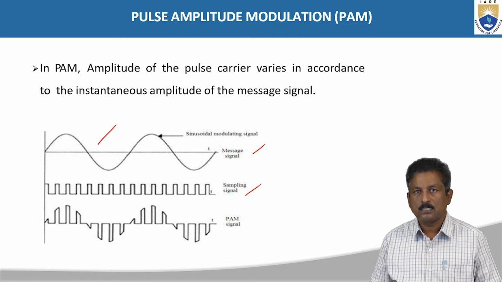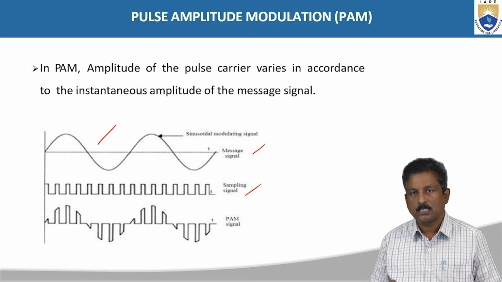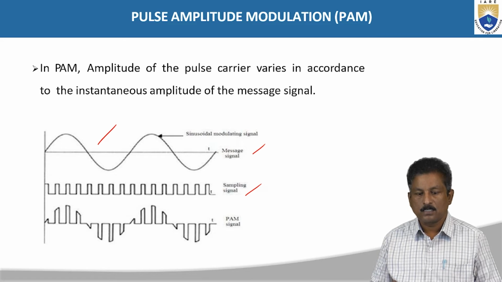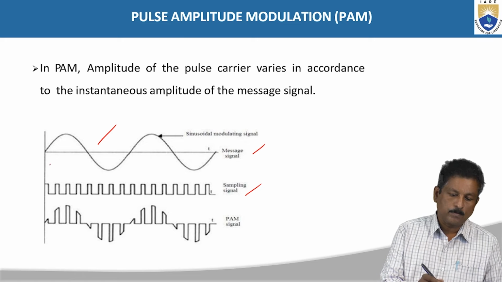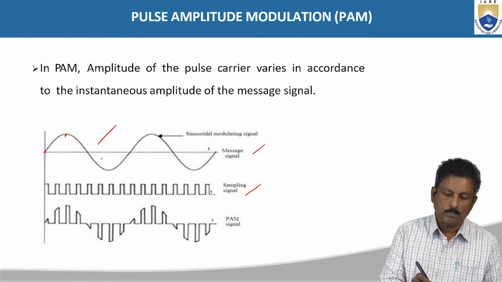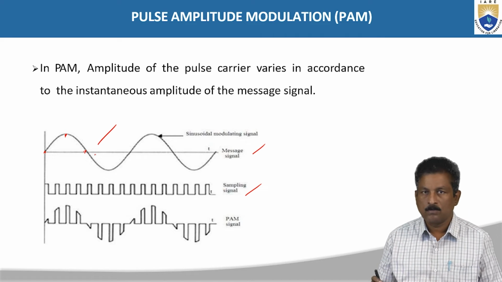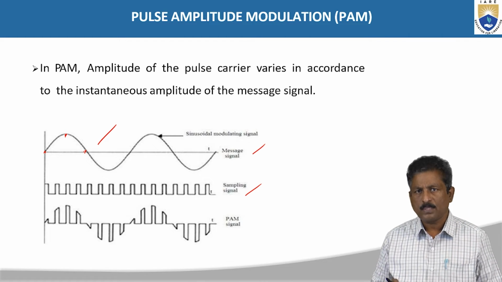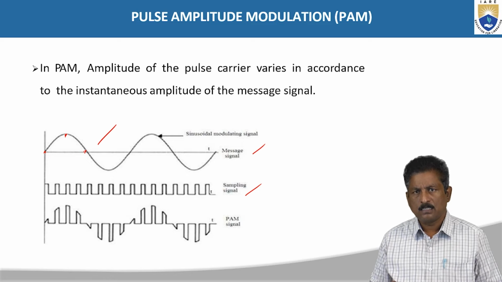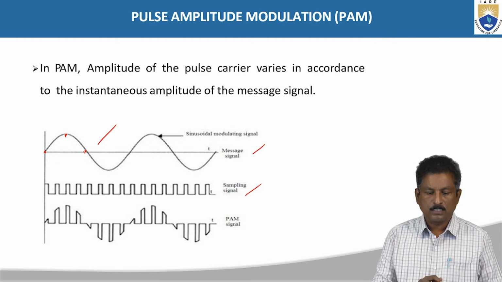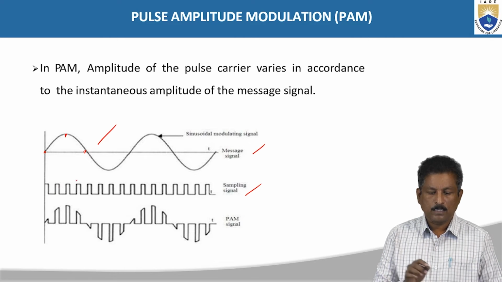Then according to the parameter consideration of the carrier signal, the pulse carrier signal, the amplitude of the carrier signal is varying according to the instantaneous value of this. You take it based on the instantaneous value at zero level, at that instant of time. This is the peak value. This is another lower value. So based on the corresponding instant, there is a proportional variation in the amplitude of the carrier signal.